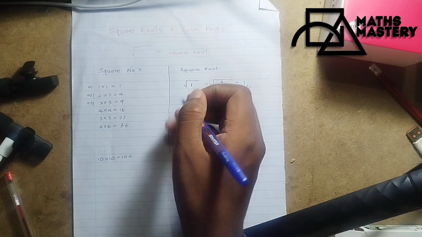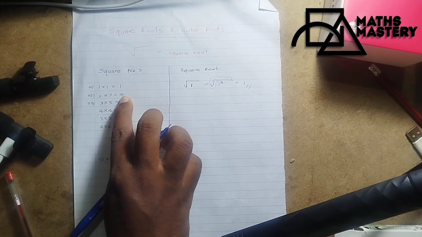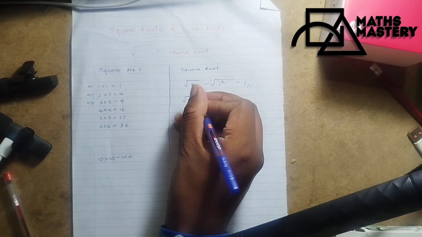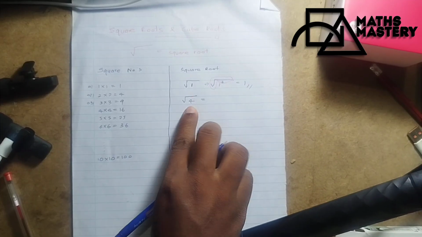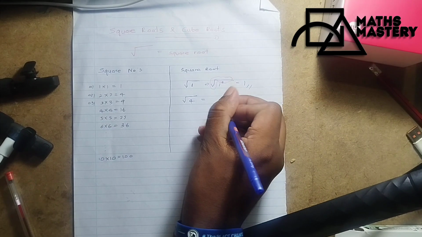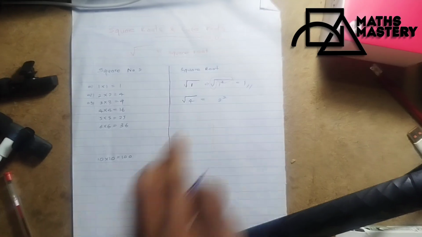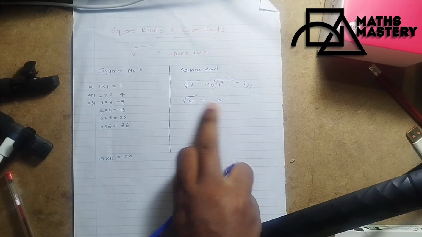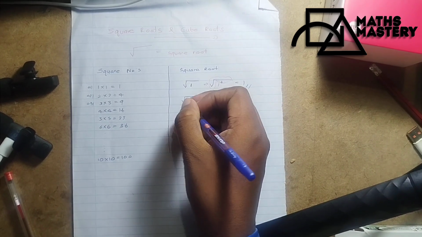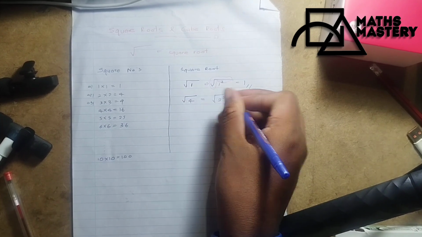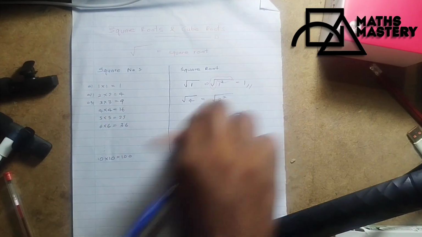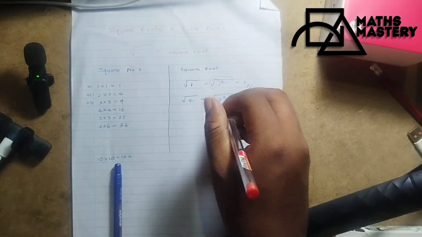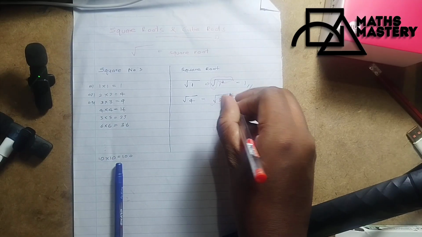Let's go for the next one. The next square number is 4. Let's take the square root of 4. 4 can be written as 2 to the power 2, and there's a square root here. So again the square and the square root cancel, and you get the answer 2.